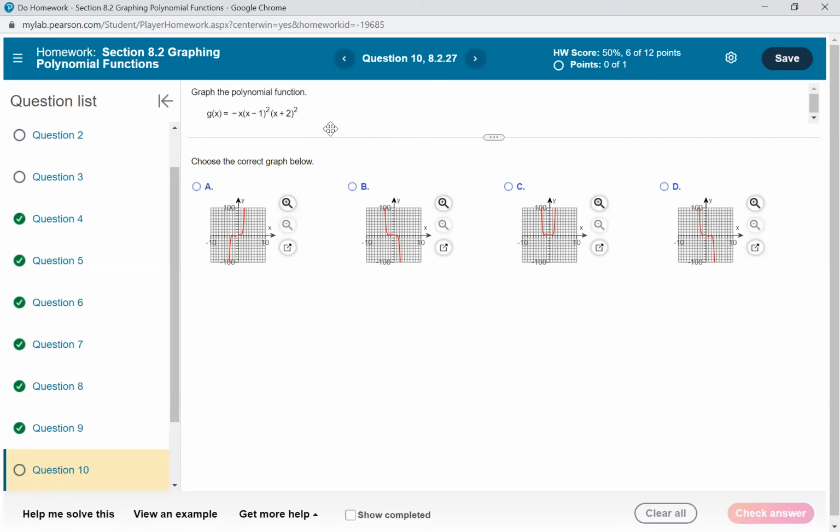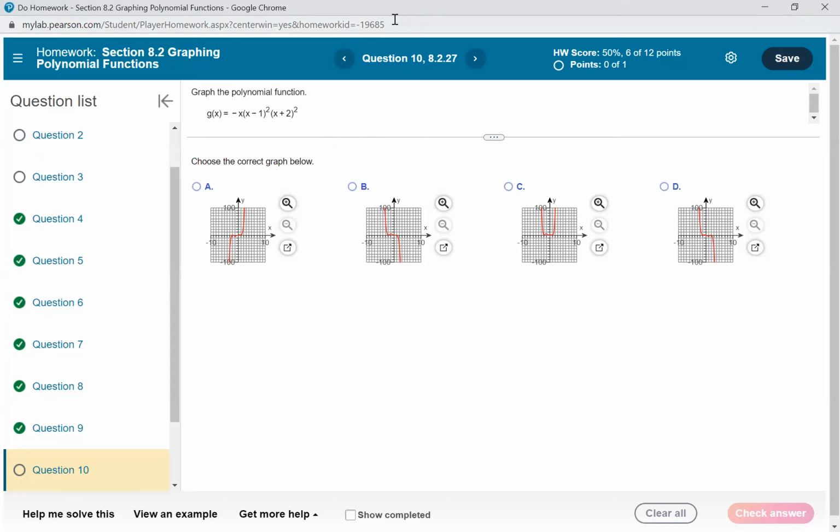All right, so let's see, we got a graph going uphill, one going downhill, B, C, they're both going uphill, and D going downhill. So let me show you what I would do to that. I'm going to write this down real quick. G of X equals a negative X times X minus 1 squared times X plus 2 squared.